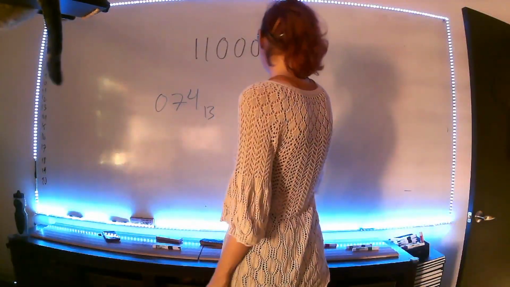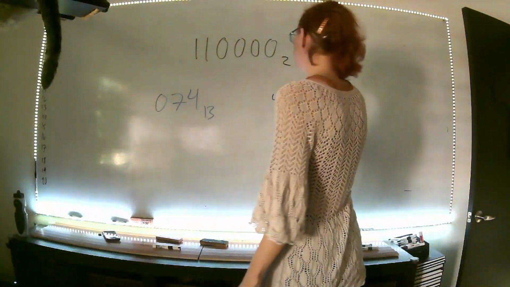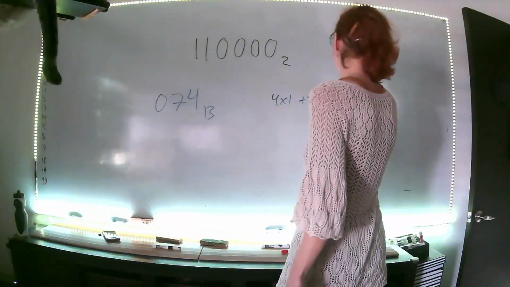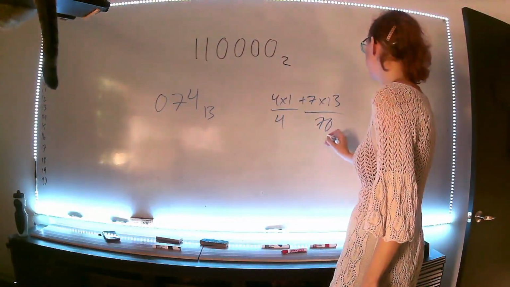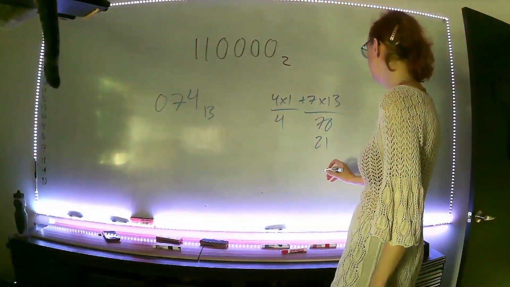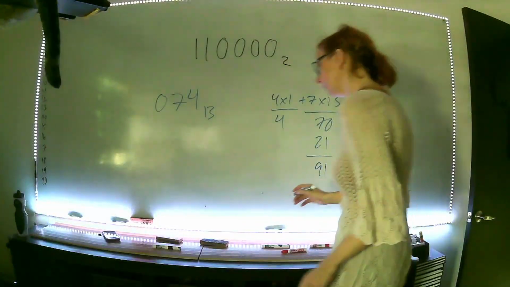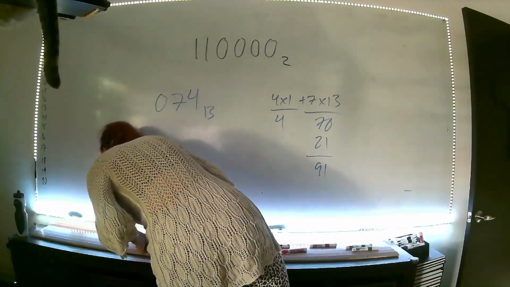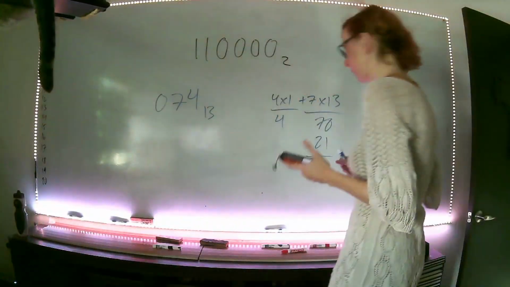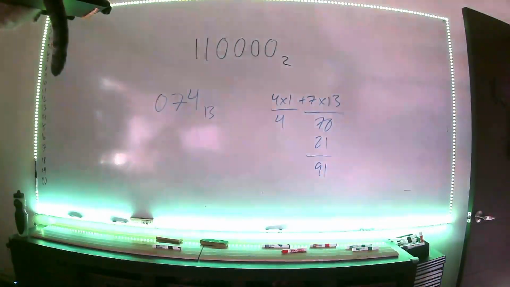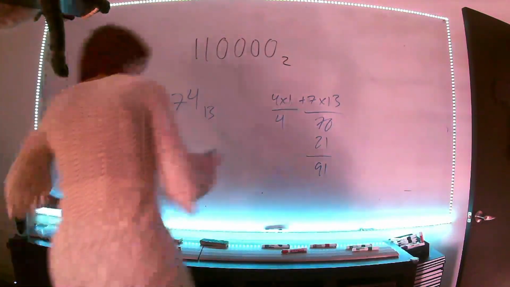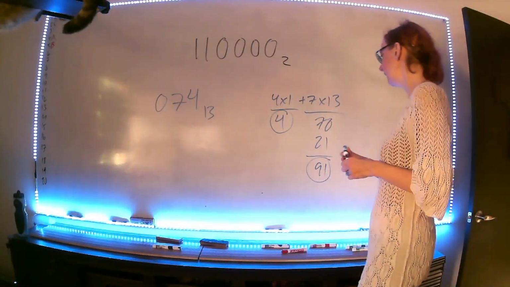We have a 4 times 1 and a 7 times 13. So I have a 4 here, and I have a 70 and a 21 here. So these guys give me a 91. The correct option is 95. 95 is option E. You're doing something wrong in your calculations. 95 is option E on the screenshot you just gave. This 4 and this 91.